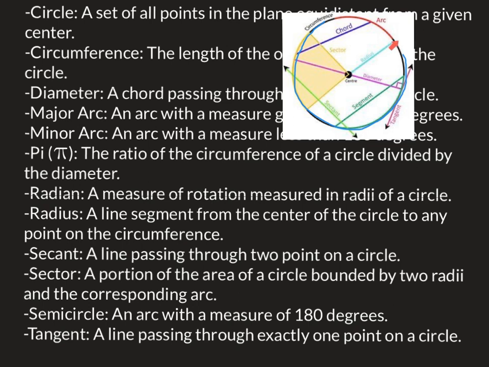A semicircle, we had minor arcs and we had major arcs. If it was exactly 180 degrees, that would be a semicircle, half a circle. And our last vocabulary word for today is a tangent. A tangent is a line that passes through exactly 1 point on a circle. So here, this kind of purplish line is a tangent line. That is all of the circle vocabulary.